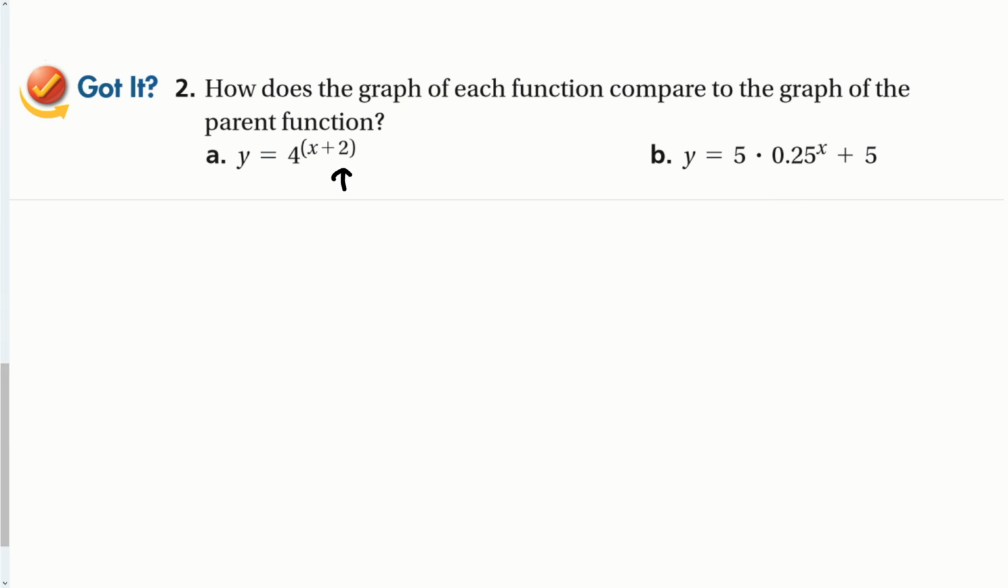This 2 shifts the function to the left 2. This is a vertical stretch, and this tells me that it is growth. This tells me that this is a decay, and that the function has been shifted up 5. So this base has nothing to do with the transformation. It doesn't change what the function is actually doing. All it does is tell you whether the function is growth or decay, and it is its own parent function. This 4 and this 0.25, we can never change the 4 to a 0.25.